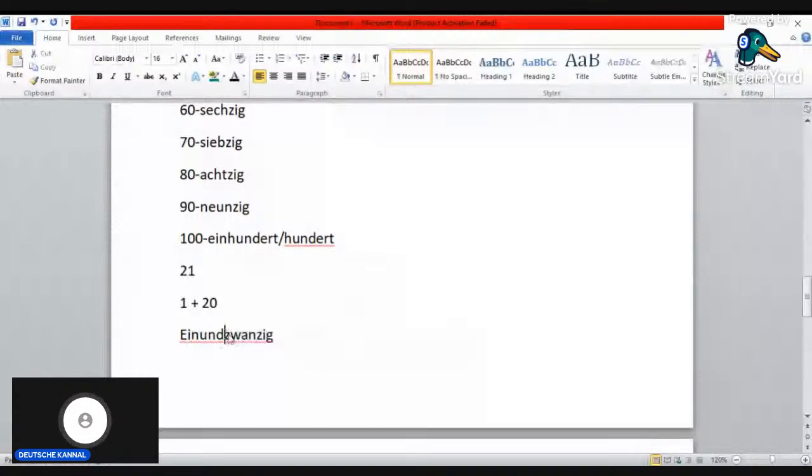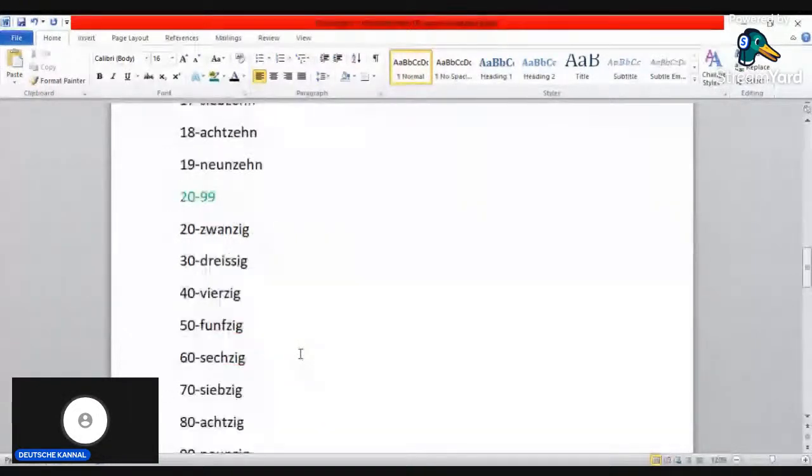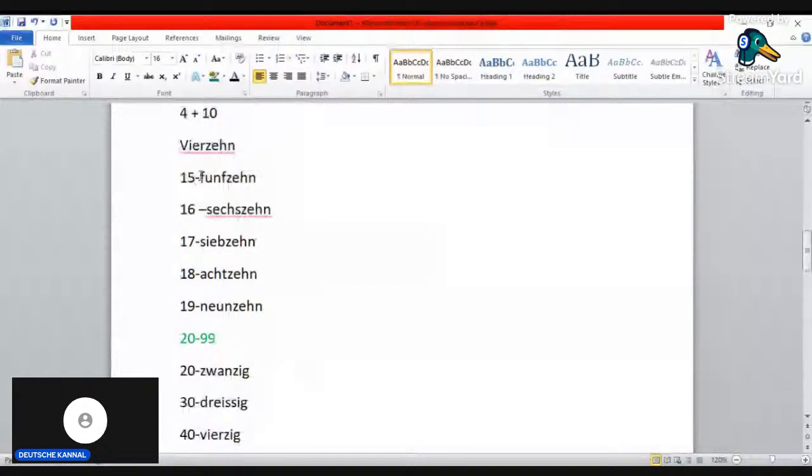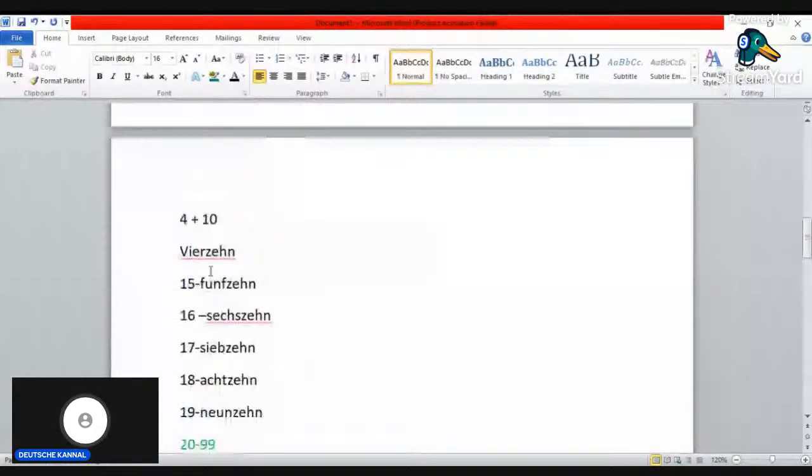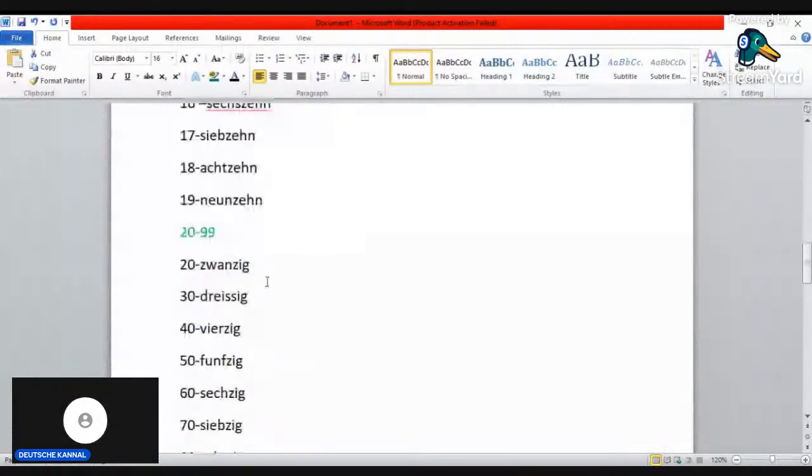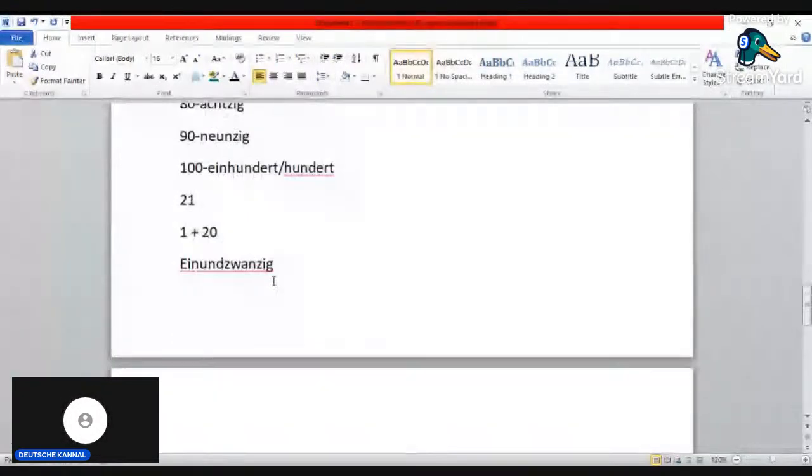This is different from number 13 to number 19. From number 13 to 19, you don't add any und. Und is and in English. You just write the two words together. But from 21 to 99, you add und.